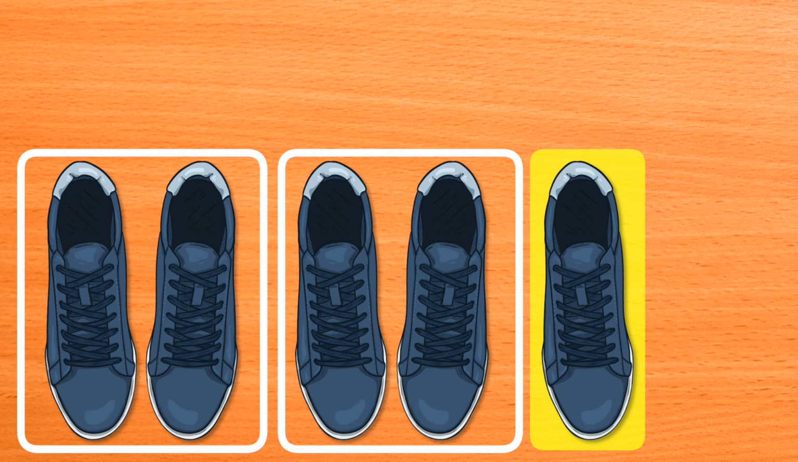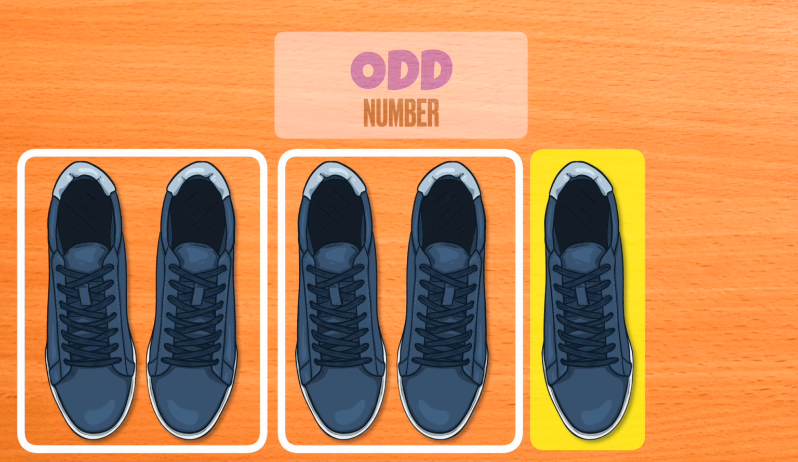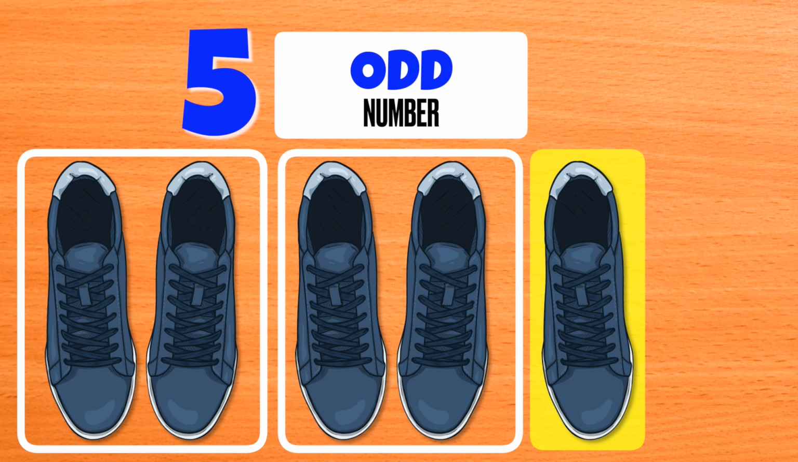When we make pairs and one object is left over, the number is called odd. Say it with me. Odd numbers have one left over. We had 5 shoes. One shoe was left alone. So 5 is an odd number.